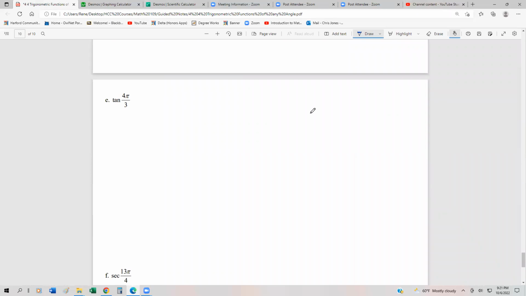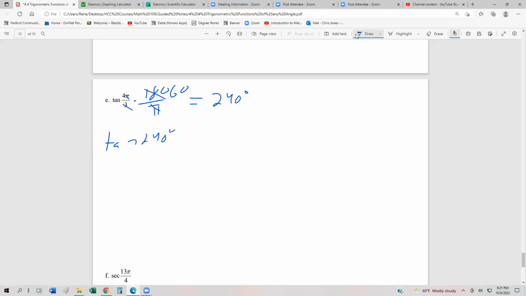The tangent of 4 pi thirds. All right, so once again, multiply by 180 over pi. Right? I'm sorry, 180 over pi, excuse me. All right, so pi over 180 or 180 over pi. All right, those cancel out. 180 divided by 3 is 60. 60 times 4 is going to be 240 degrees. So really, we're looking at the tangent of 240 degrees.